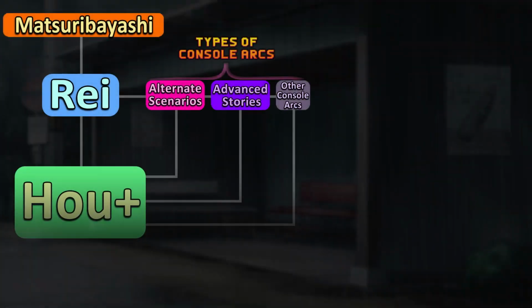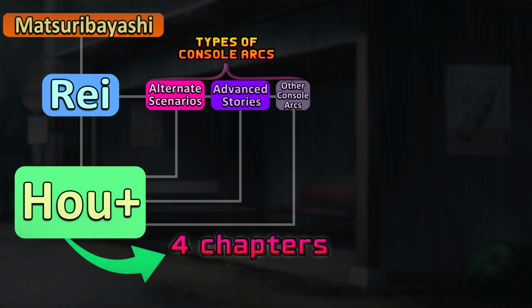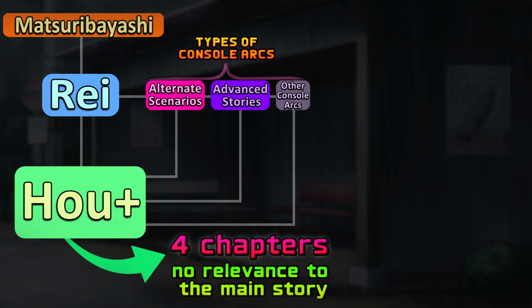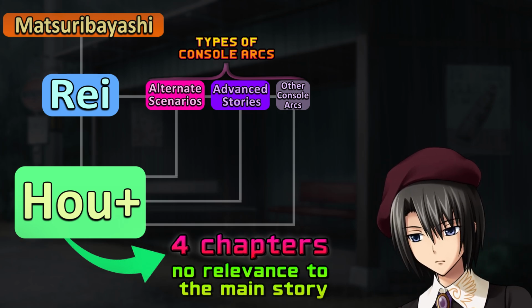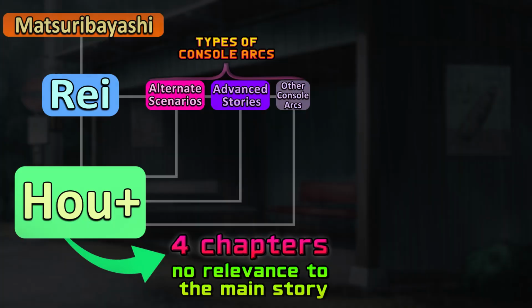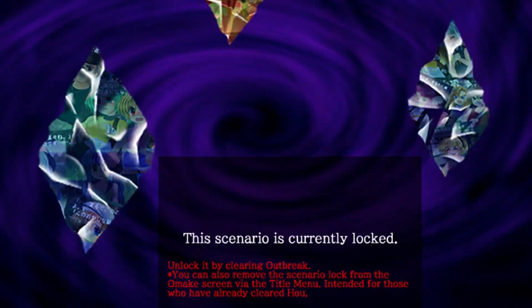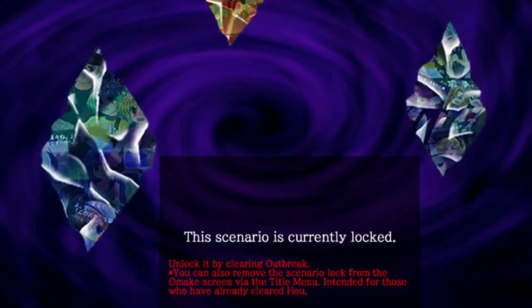The next addition to the PC extra content is Hou Plus. This can be read any time after the main content and can be read before or after the console arcs. It consists of 4 chapters that don't really have any relevance to the main story and can't be treated as canon. It, annoyingly enough, has a forced reading order due to some stories being initially locked.